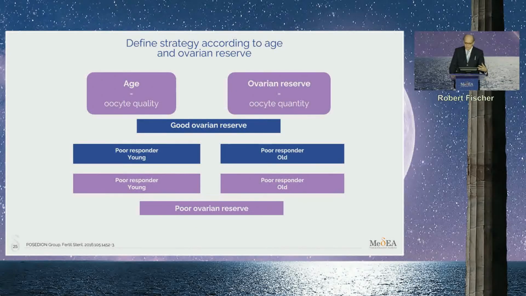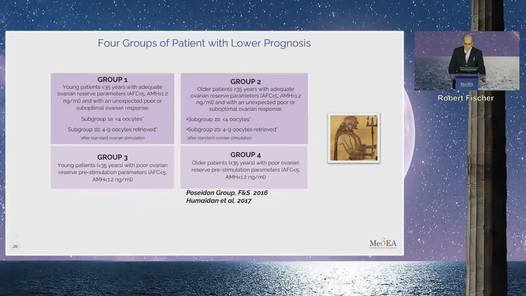So basically, we are now using age and ovarian reserve markers, and we have two groups of patients. We have patients with good ovarian reserve, and we have patients with low ovarian reserve. And within these two groups, we have patients who are younger and patients who are older. So this is the idea of this classification, and we end up with these four groups.